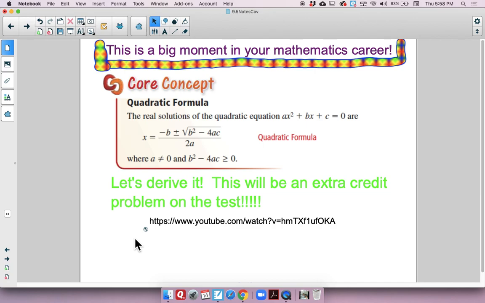So I think you can click on that button and that'll take you to it, or copy and paste the link. But go ahead and do it. And we will have this as an extra credit problem on the test. So I'm telling you right now what one of the extra credit problems is, that if you can kind of derive the quadratic formula using completing the square, you will get extra credit. How about that? How nice. So go watch that video.